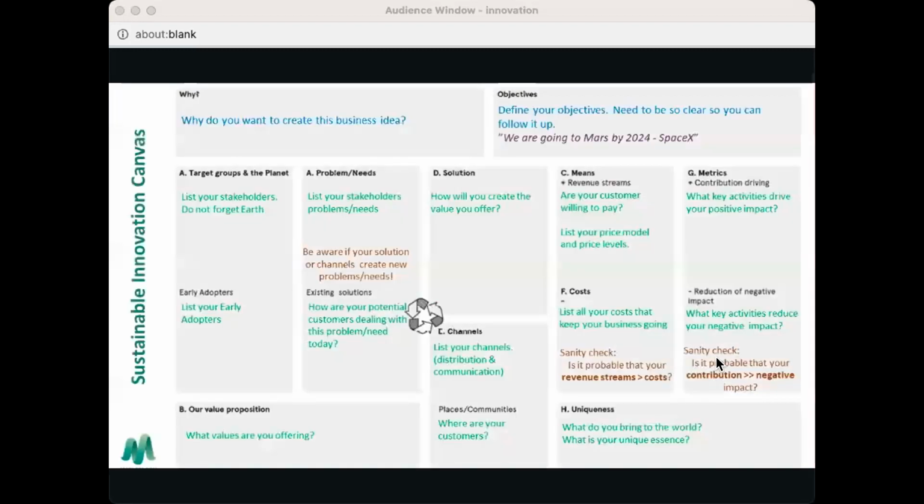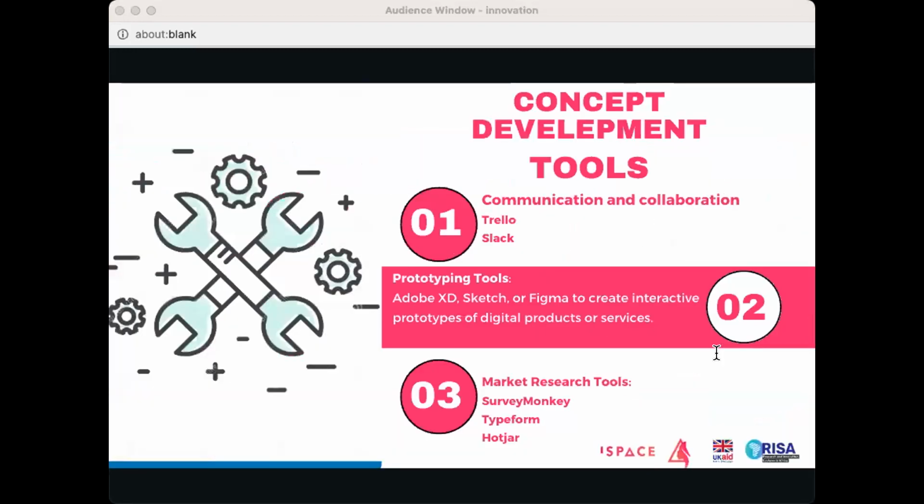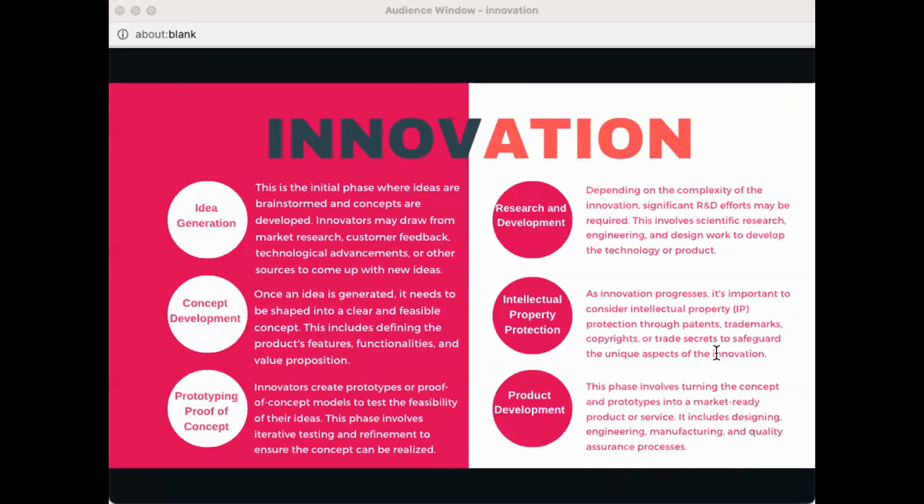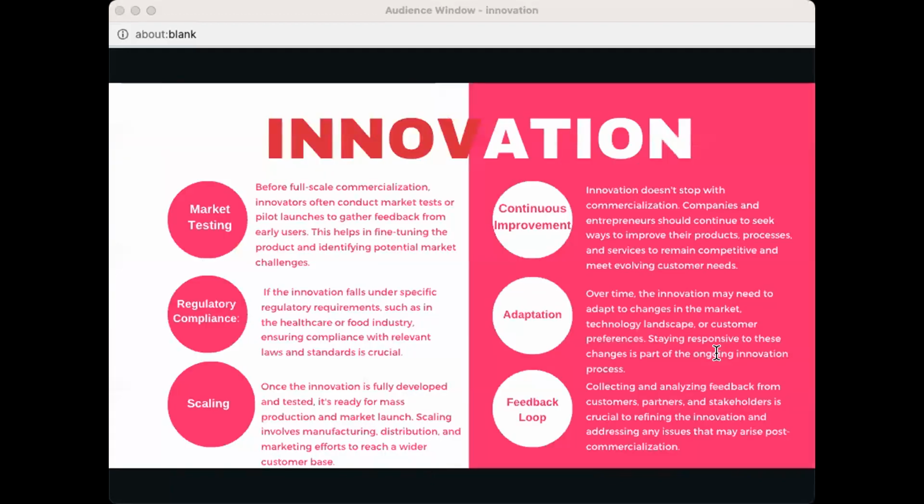So let me just recap real quick so that if you have any questions, you can ask. We talked about the fact that innovation here is part of moving your idea and making it marketable. So your product, your service and technology, making sure that it becomes marketable. Now, there are 12 stages that you have to go through to ensure that you do that: ideation, concept development, prototyping or a proof of concept. Then you do your research, then intellectual property, then the product development itself. Then we talked about testing it on the market, regulations, scaling, and then continuously developing the idea.